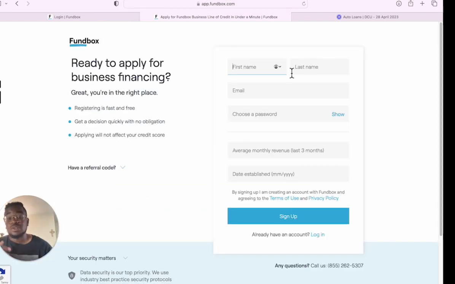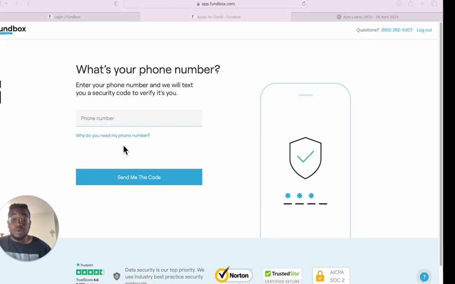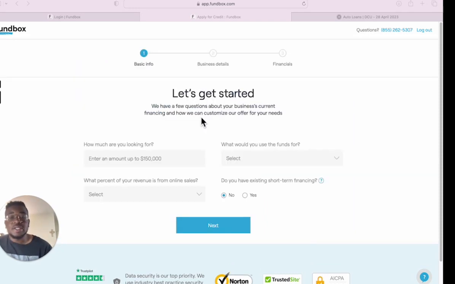So obviously you want to put your first name, your last name, your email. You're going to choose a password and you're going to put your average monthly revenue in the last 3 months. You know what your revenue is. And like I said, when I show you the strategy, you're going to know how much money you're running through your account, so you can know what your average monthly revenue is for the last 3 months. And then you want to put the date your business was established, and then click sign up. Next, you want to put your phone number in so they can verify it. After this, it says, let's get started.